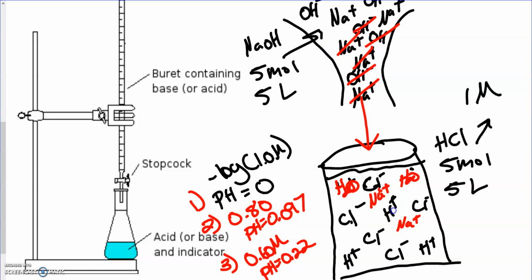That's again going to react with one of our hydrogens to form H2O, and another sodium is going to be floating around in here. Now we have 2 hydrogens, 2 moles of hydrogens, in a 5-liter solution, so we end up with a 0.4 molar. I'm going to come up here and continue writing. We end up with a 0.4 molar solution. Again, take the negative log of that, and we're going to get a pH of 0.4 actually.